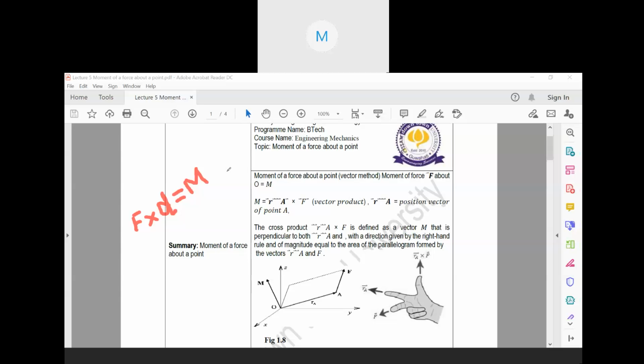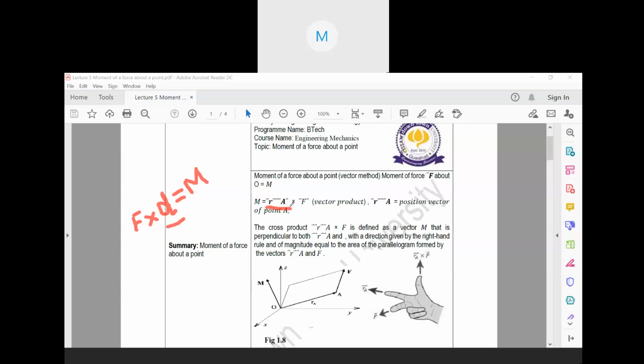For finding out the vector product, the cross product RA. Look, in those cases we had D, right? This time in place of D we have RA, and RA defines the position vector. Unlike last class, where we had D, now RA is present, which is basically the position vector. And force is denoted by F.